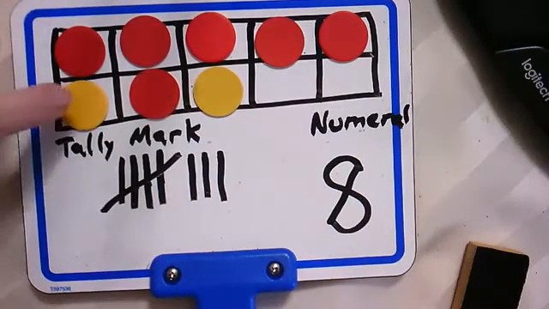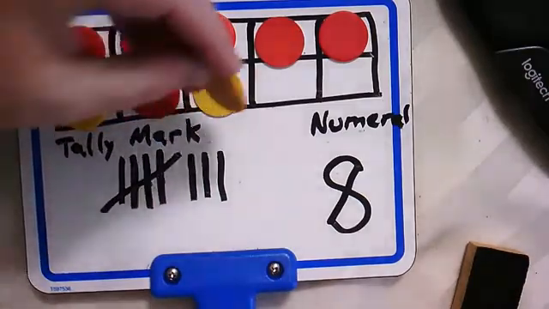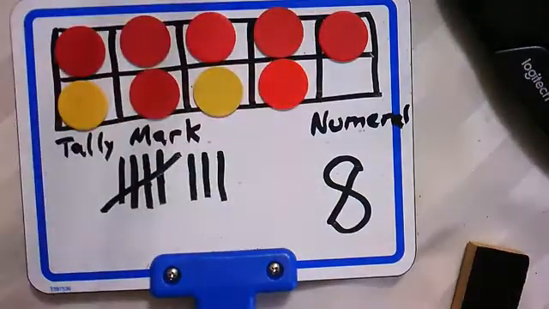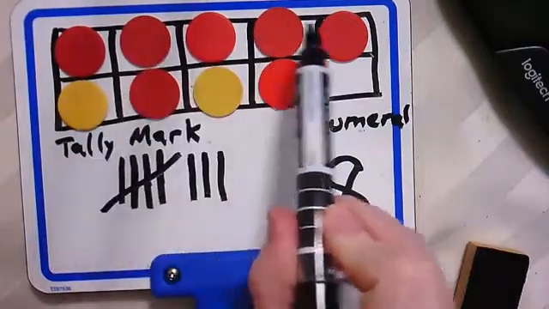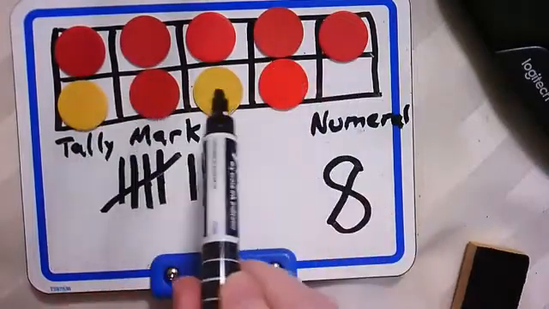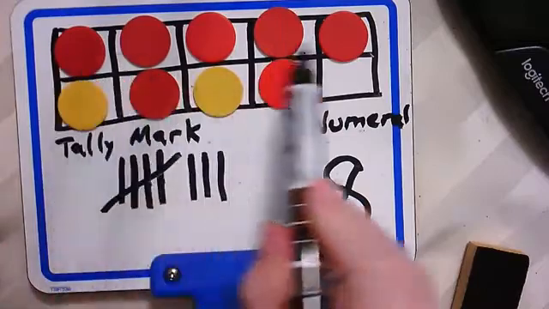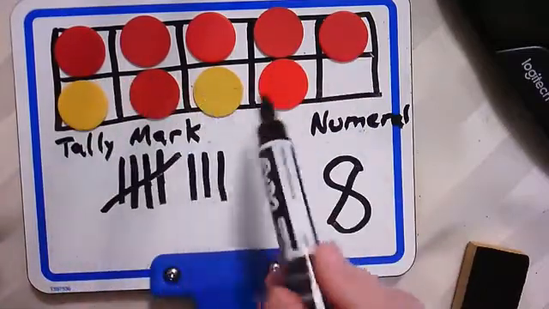And then along came, I did yellow, red, yellow. So I'm going to do red. I made a pattern, but I added one more, and let's count. 1, 2, 3, 4, 5, 6, 7, 8, 9. Or I could say 5, 6, 7, 8, 9.